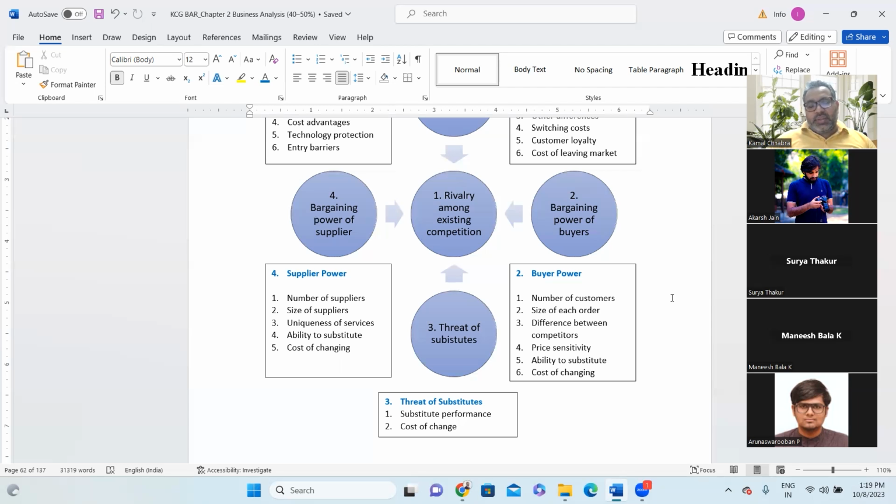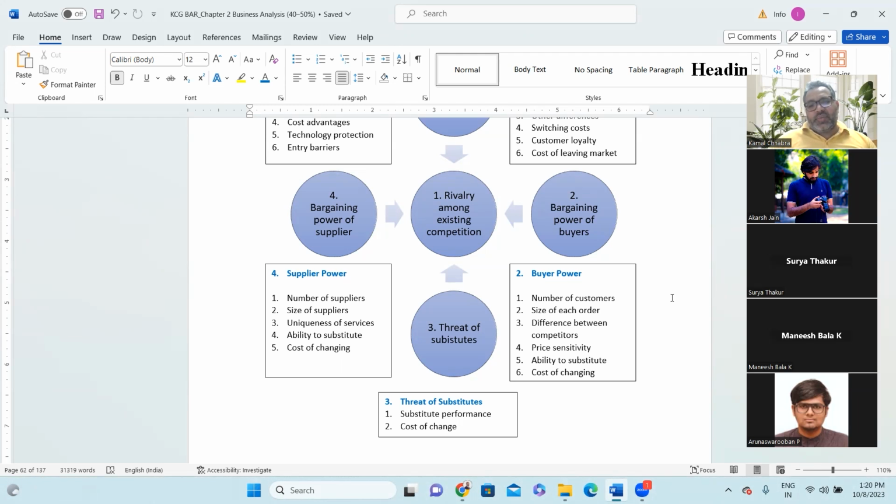The next thing is ability to substitute. For example, in the car segment, if you are selling Hyundai, the alternative could be Maruti, Tata, Mahindra, or Ford. So what substitutes are available in the market, and how is your product different from those substitutes?